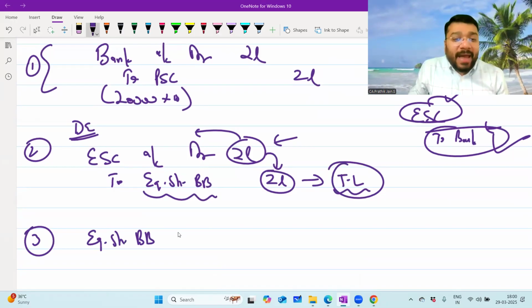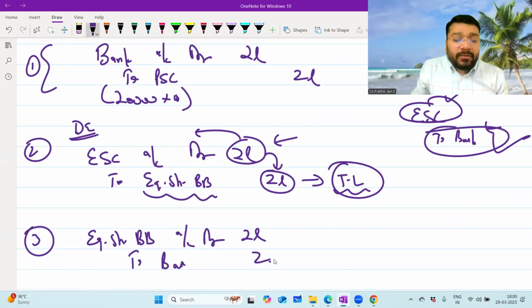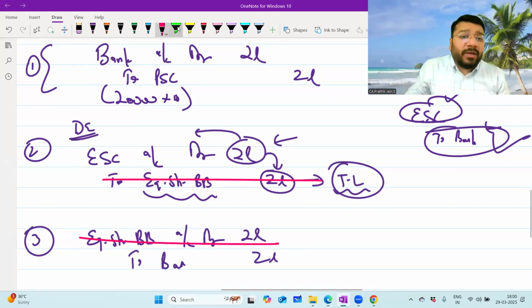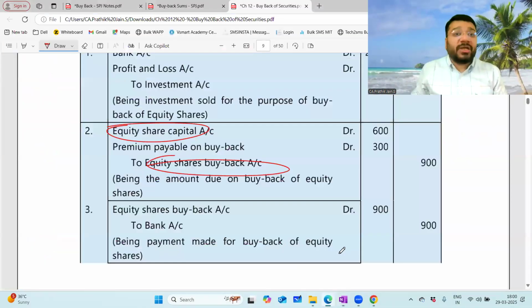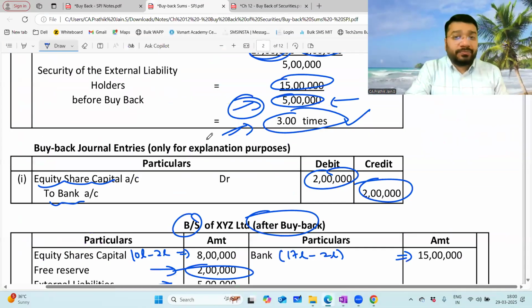Equity share buyback account debit 2 lakh to bank 2 lakh. So ultimately what happens? If this account and this account are cancelled, what am I left with? Capital to bank only. Am I clear? Now please tell me, what is the impact of these 3 transactions on the balance sheet that we are discussing now?